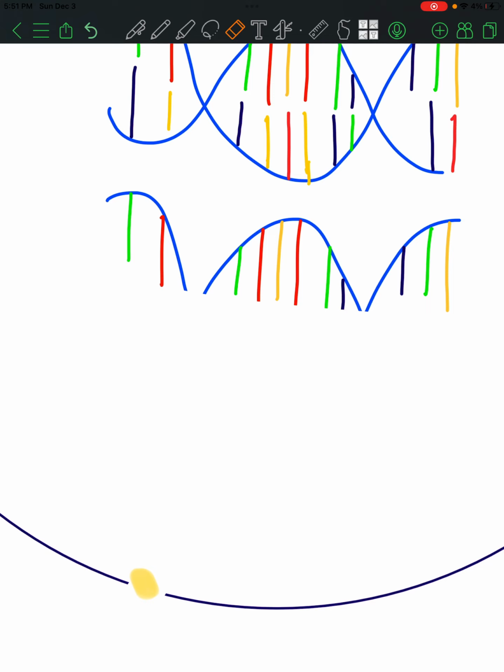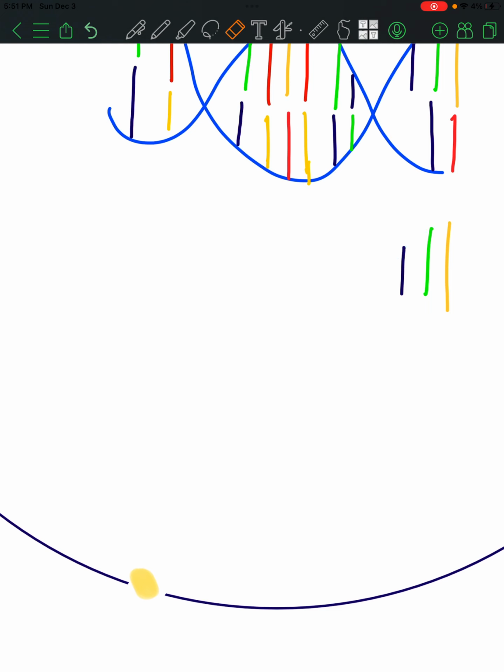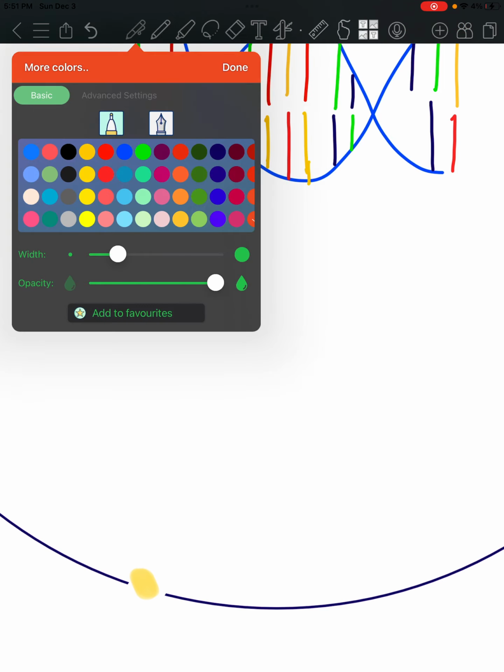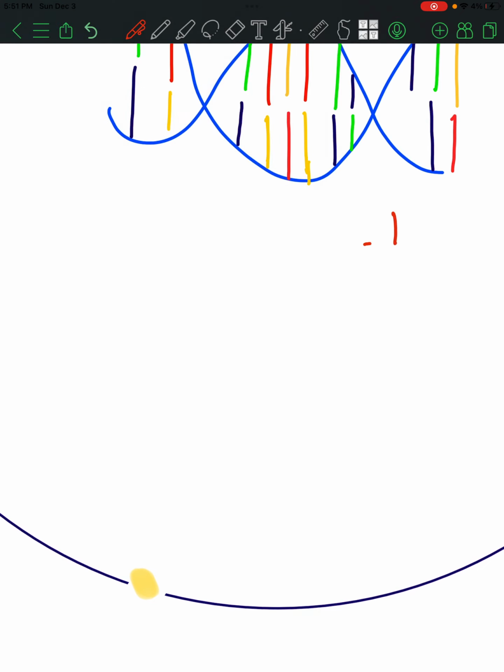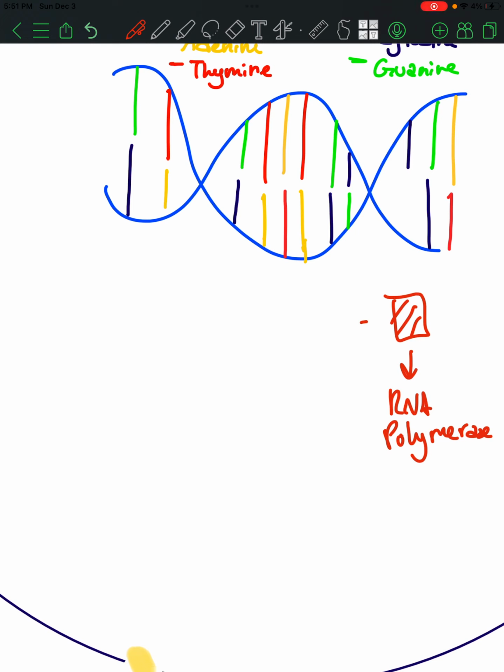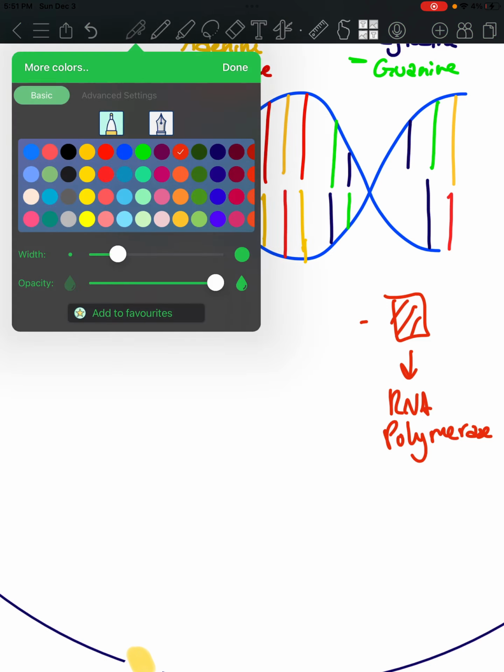Now, the same concept is going to be happening here, where instead of something called DNA polymerase, we have something called RNA polymerase. I'm going to write that down real quick. And what RNA polymerase does is that it comes in to one of the strands. So imagine as if this is a DNA replication strand. So I'm going to just quickly draw this.